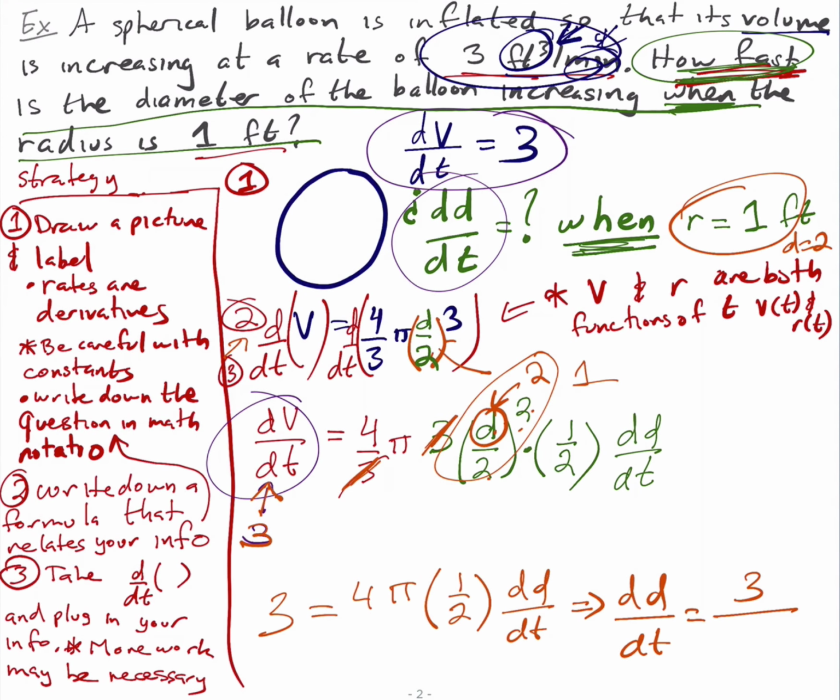3 over what? 3 over 2 pi, right? Because the 4 and this 4 and this 2 reduce to 2 and 1. So what is that about? If pi is about 3, that's about 1/2, right? So the diameter is changing at about 1/2 feet per minute. Does that make sense? Does that mean it's always changing at a rate of 1/2 foot per minute, roughly? No, only when the radius is 1, right? Does that make sense?